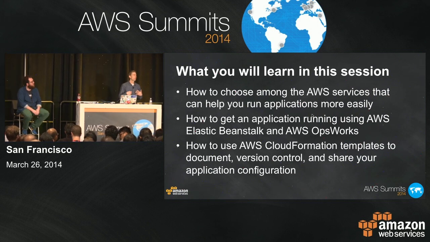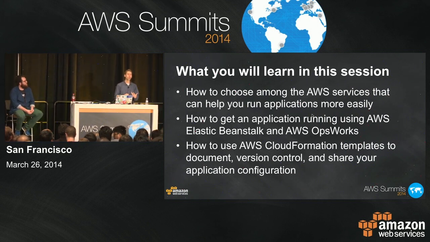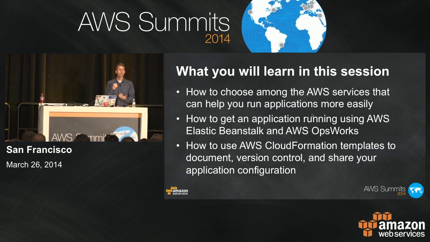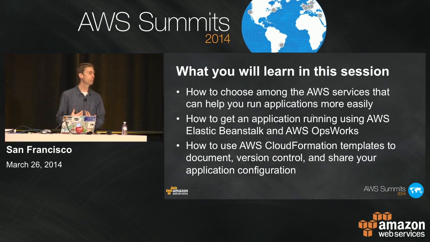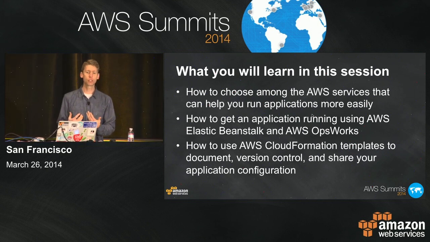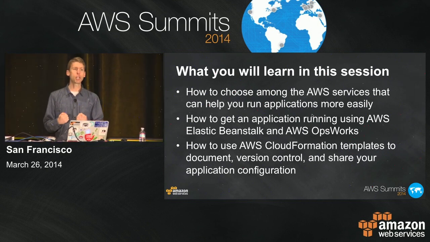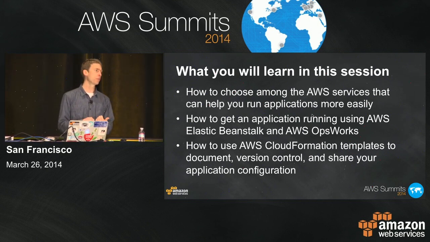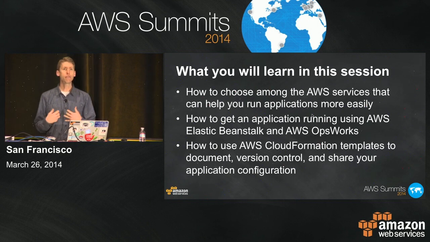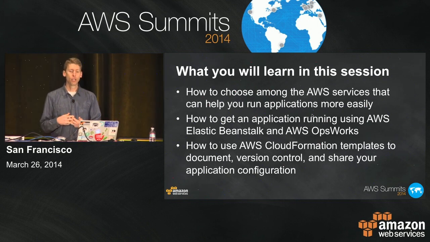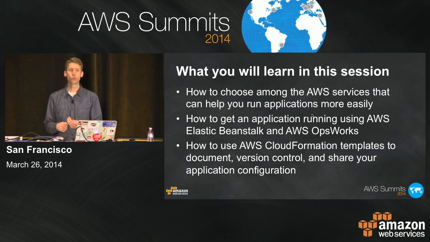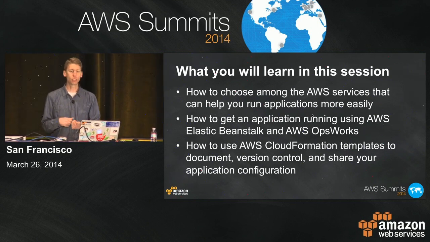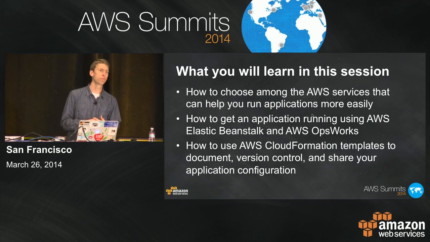So what are you going to learn in this session? We're going to first talk to you about the AWS services that help you manage, deploy, and scale your applications, namely Beanstalk and OpsWorks. We're going to show you a demonstration of how you can get your applications running on both. And finally, we're going to close with a discussion about using AWS CloudFormation as a means to document, version control, and share your application configurations in a very reliable and robust way.